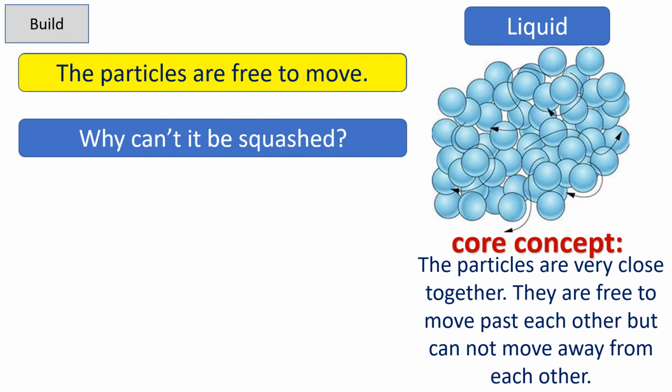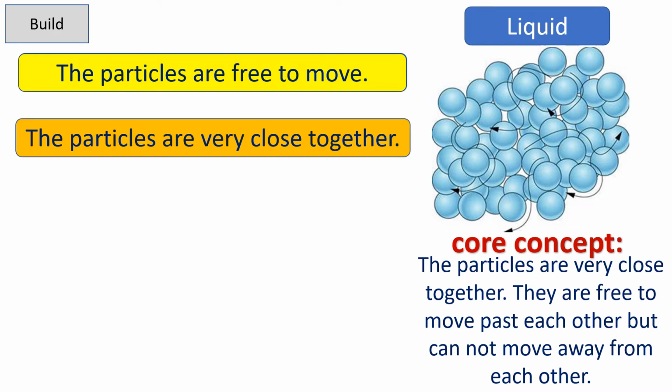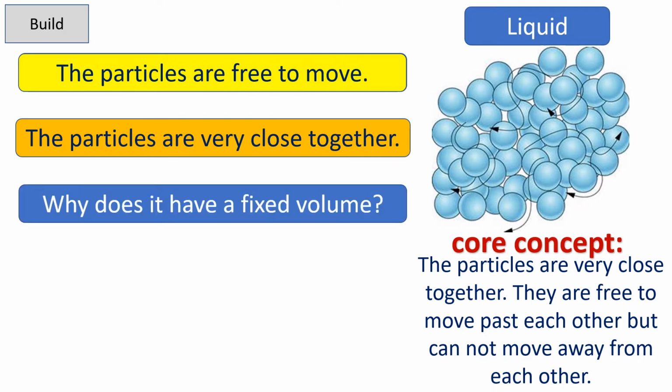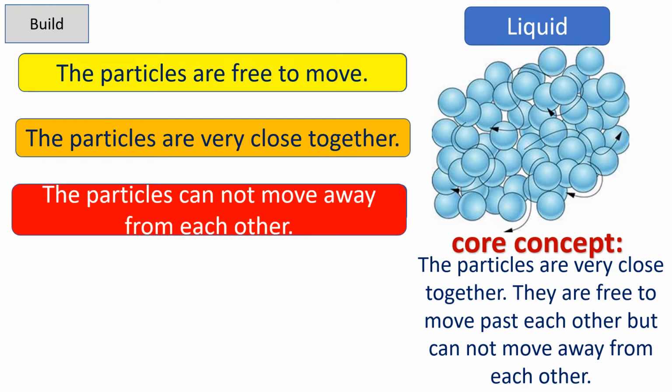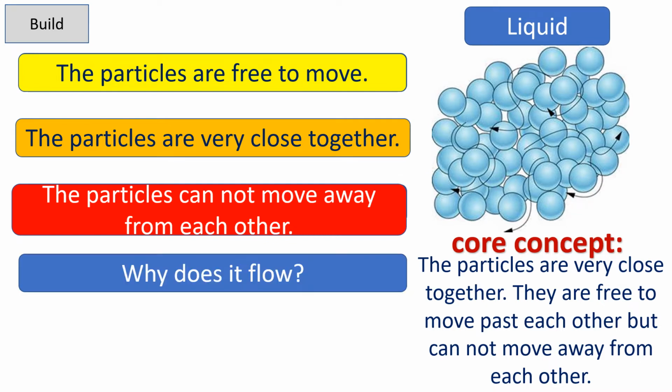So how come a liquid can't be squashed then? Well, again, that core concept is because the particles are very close together. There's no real space for them to get any closer. Why does a liquid have a fixed volume? Well, again, the particles cannot move away from each other. So even though they're moving around each other, they're not able to take up any more space or any less space. They're not able to move away from each other. There isn't enough energy.